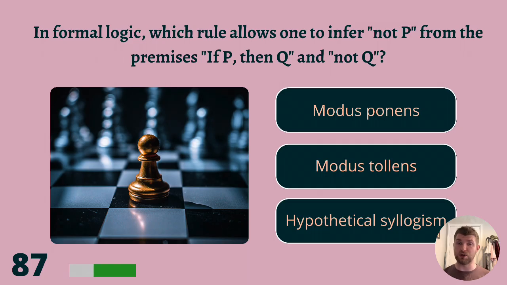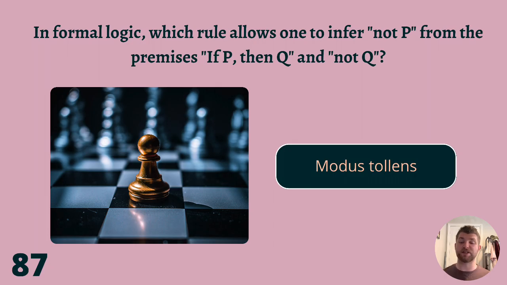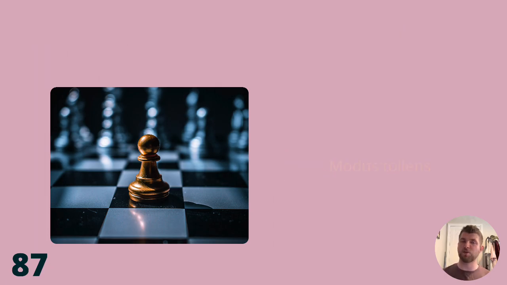In formal logic, which rule allows one to infer not P from the premises if P then Q and not Q? Modus ponens, modus tollens, or hypothetical syllogism? Some tough questions today. The answer to that one is modus tollens. Give yourself some credit no matter what your score.